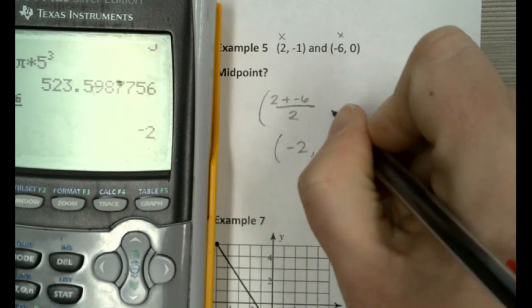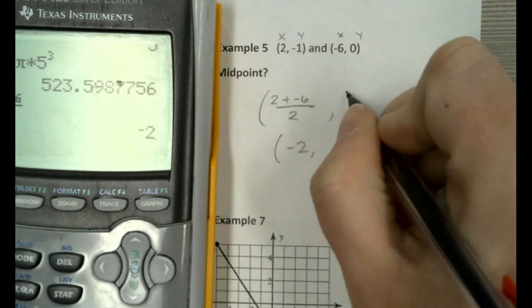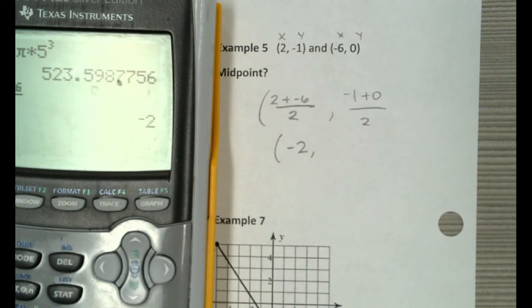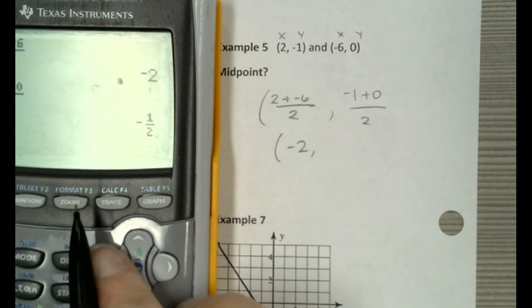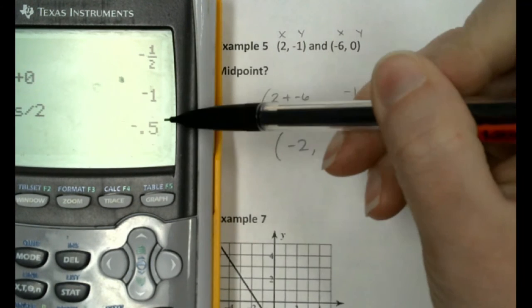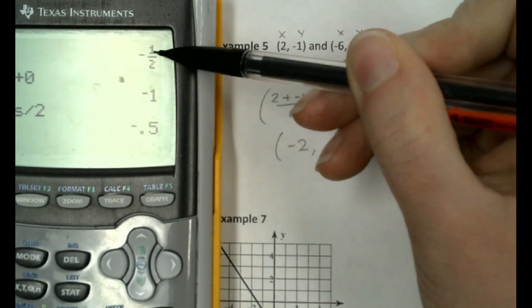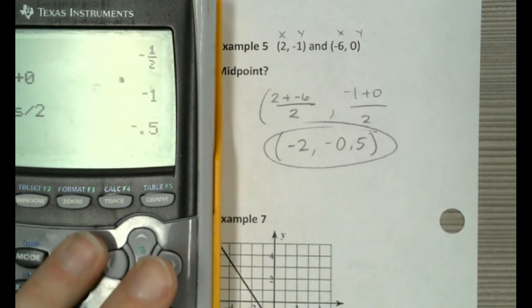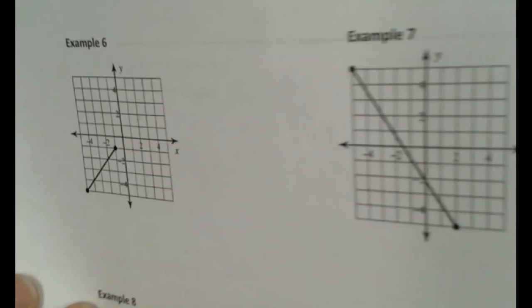And then for your y's, we're going to add those. -1 plus 0 divided by 2, and we get -1/2. You can write it like this, or maybe you typed it in like this, divided by 2, -1/2. Either way, these two are both -1/2. Okay? So, all right. Now let's look at example 6 and 7 here, where we've got the graphs.